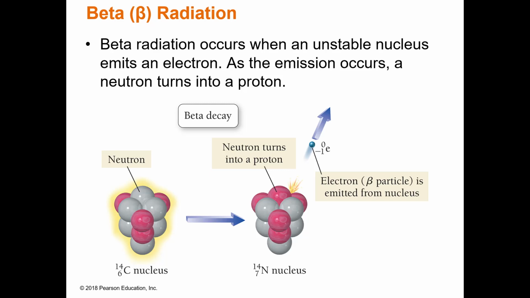Beta radiation happens when a neutron in the nucleus turns into a proton and an electron gets ejected. That ejected electron is the beta particle. So now the atom has one more proton. It becomes a new element.